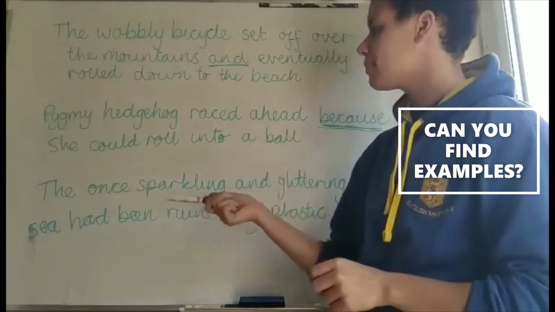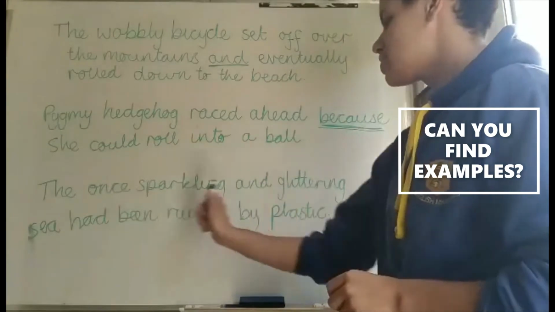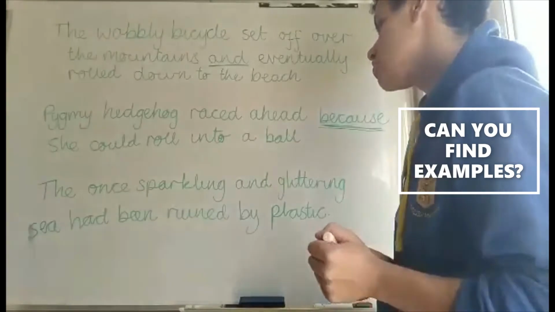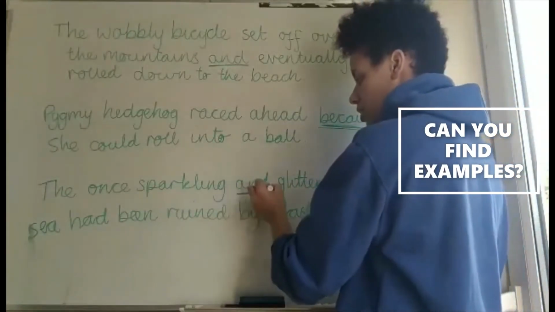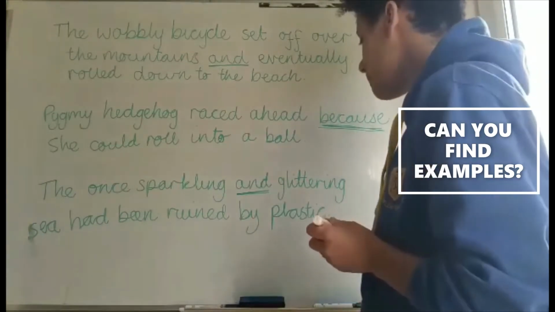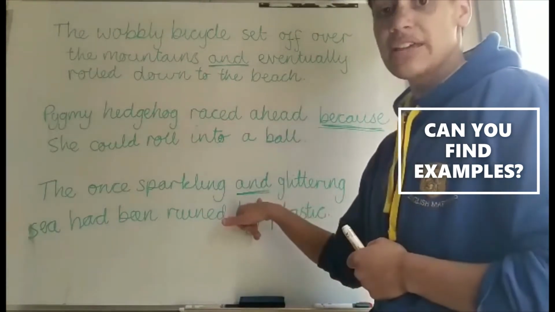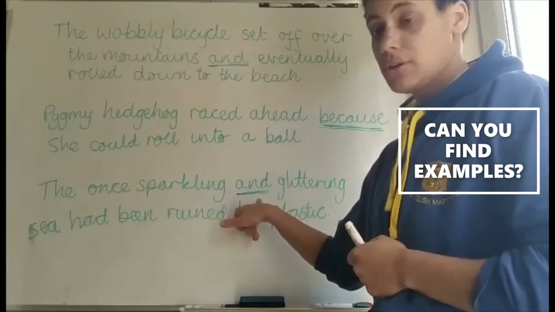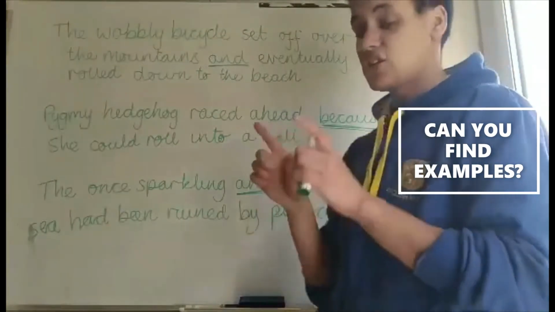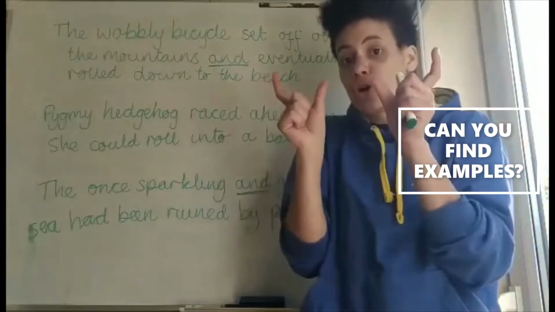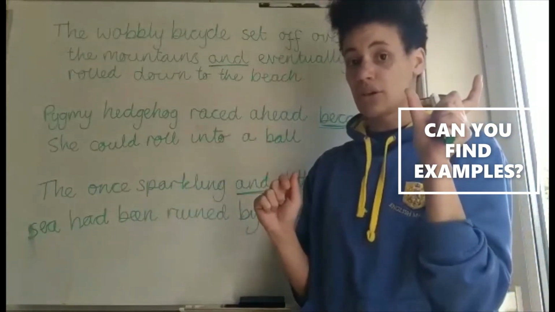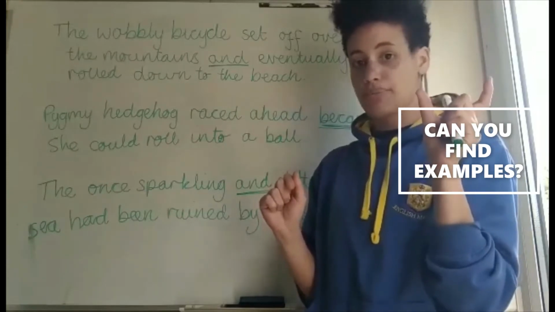What about this one down here then? The once sparkling and glittering sea had been ruined by plastic. Now this one's a bit of a trickster because we have got and here, and is a coordinating conjunction, but in this case, it's not serving as a conjunction. The and is only joining sparkling and glittering because we need to check to see if it's going to join our two clauses together. So the once sparkling, is that a clause on its own? Does that make sense? No.